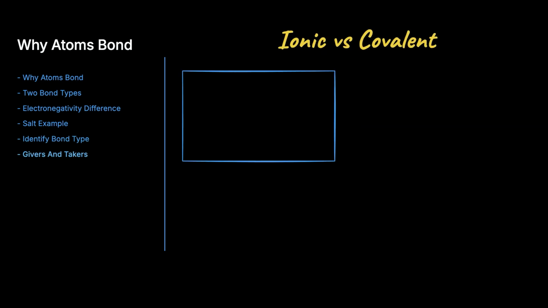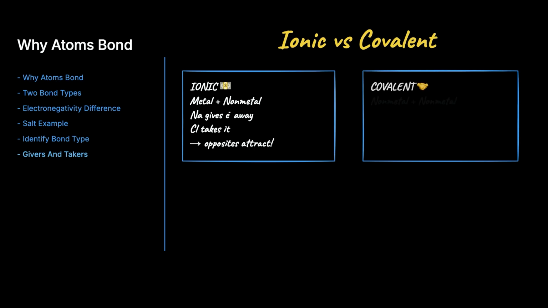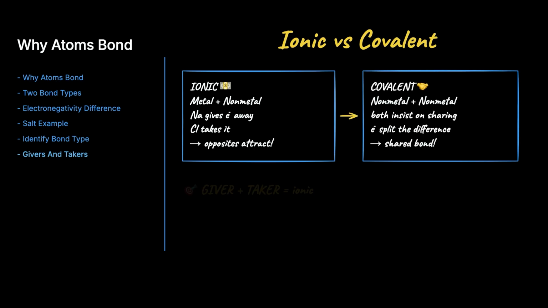To lock this in, remember a short phrase. Metals are givers, while non-metals are takers or sharers. A giver and a taker create ions that attract, which is ionic. Two sharers split the difference, which is covalent. Picture sodium giving away its electron, while two non-metals insist on sharing. That image carries you far.